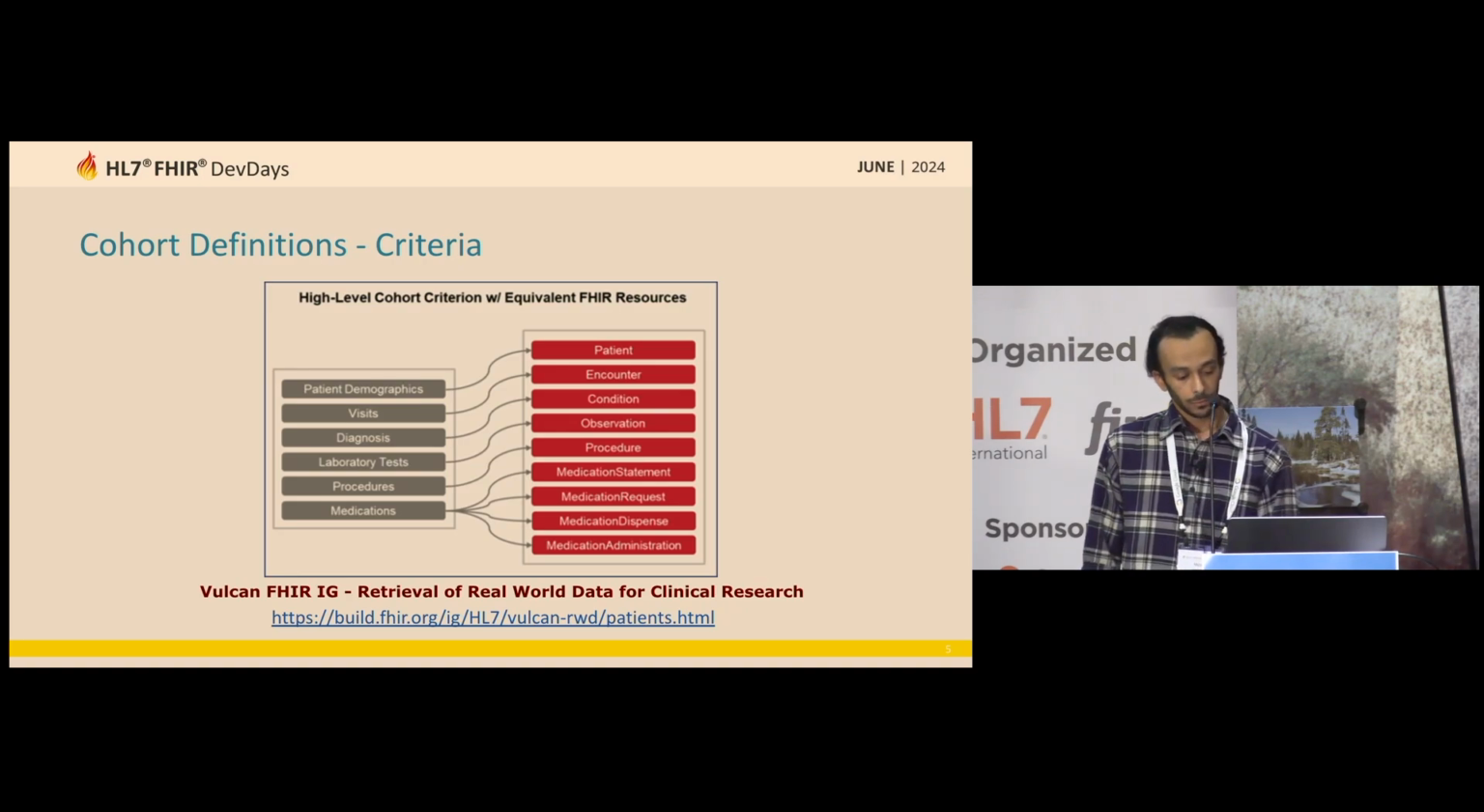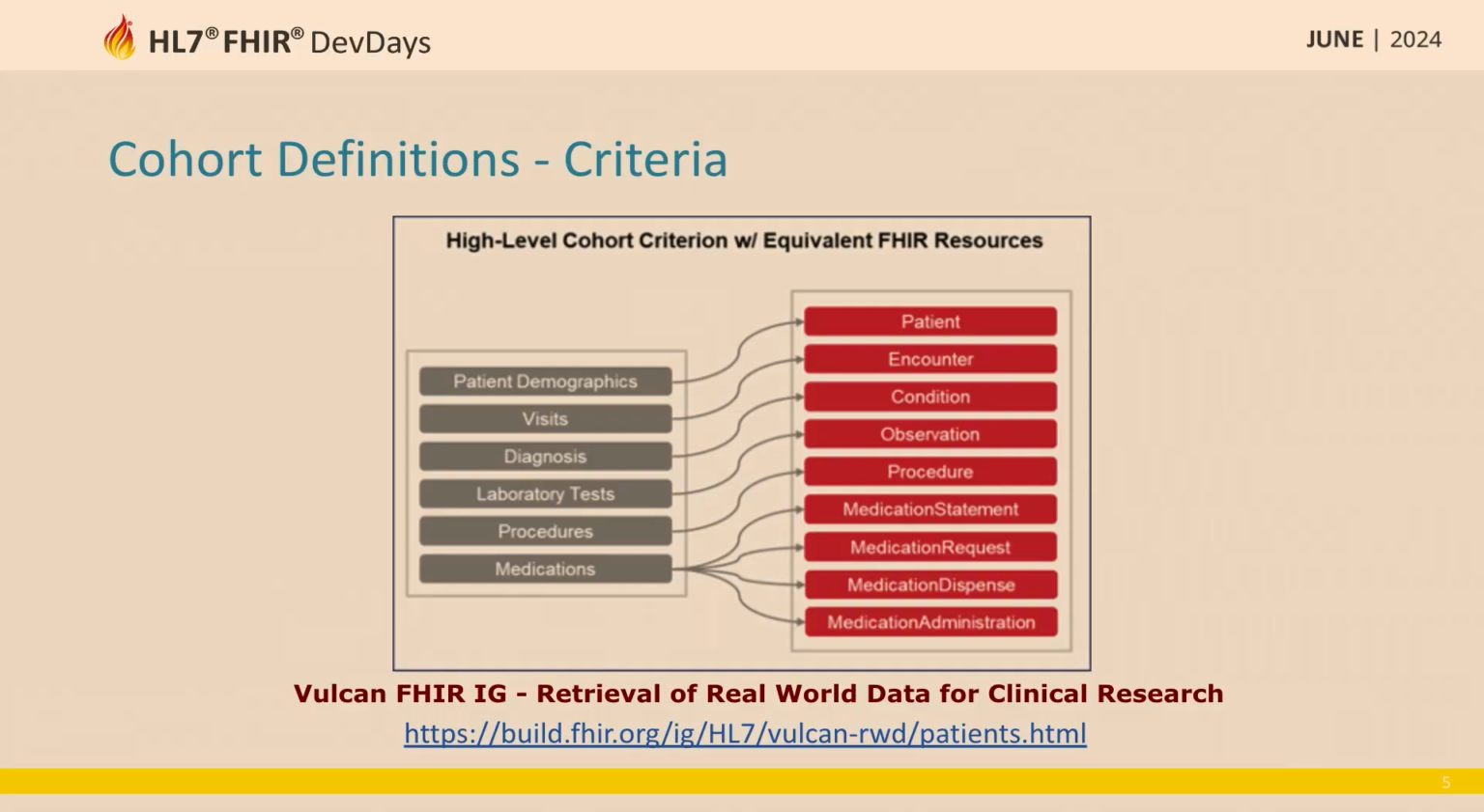So this is a figure that I pulled up from the Vulkan implementation guide, just to show some additional examples of these criteria that can be used to define a cohort. The red figures here are the FHIR resources, and the ones in gray are examples of criteria, and the arrows show how you can map these criteria to the FHIR resource.